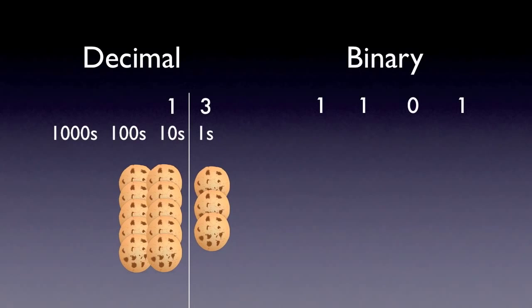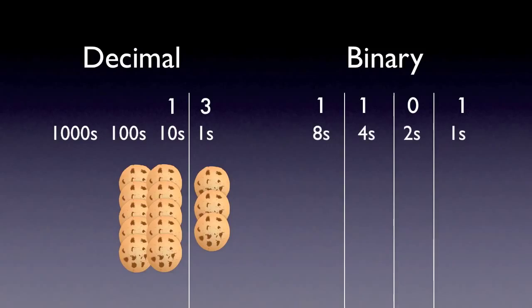Let's now look at the number 13 in binary. Just as in decimal, the binary system too has columns. The only difference is the columns have different values. In binary, we have a 1's column, a 2's column, a 4's column, and an 8's column. Each successive column has a value twice the previous. So the number 13 is composed of 1 lot of 8, 1 lot of 4, and 1 lot of 1. 1 times 8 plus 1 times 4 plus 1 times 1 equals 13.